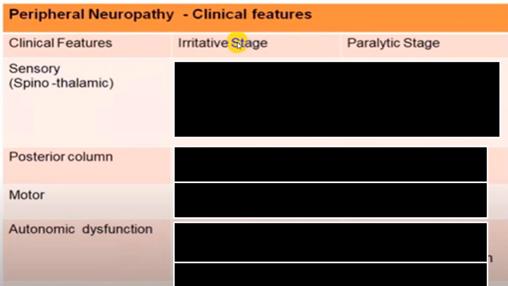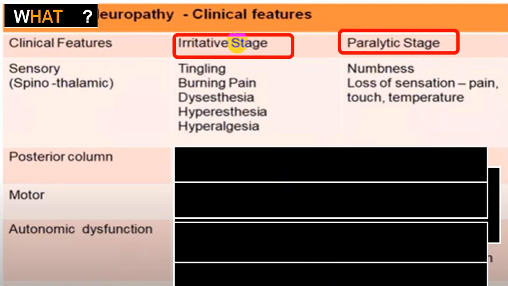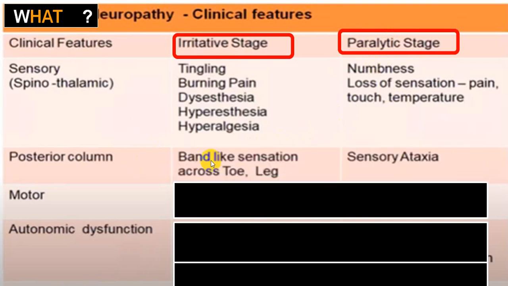In irritative stage, usually you will come across positive symptoms. In paralytic stage, you will come across negative symptoms. So tingling, numbness, dysesthesia, hyperesthesia, hyperalgesia will be positive symptoms, while numbness and loss of sensation, or we call anesthesia, common in paralytic stage. If a posterior column is involved, band-like sensation we call as a radiculopathy, quite common.